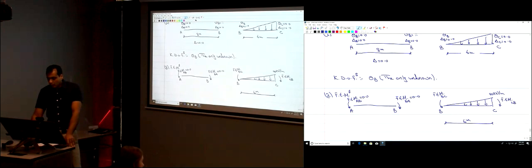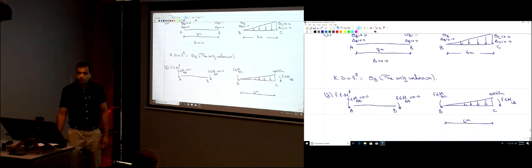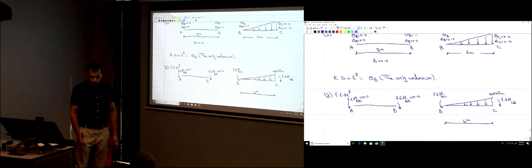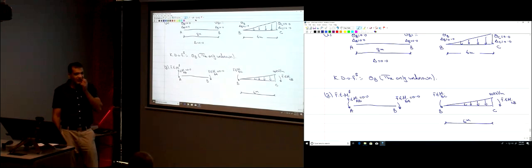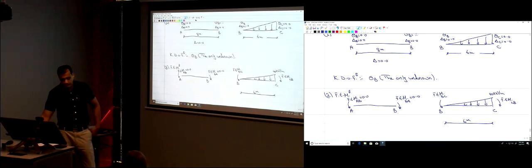What about the fixed end moments for the triangular load? Did we derive this? No, we didn't. But you don't need to derive it. How much are the fixed end moments for a triangular load? Just open the back of your book. If you don't know it, just open the back of your book and let me know how much those are. Squared over 20 and 30.